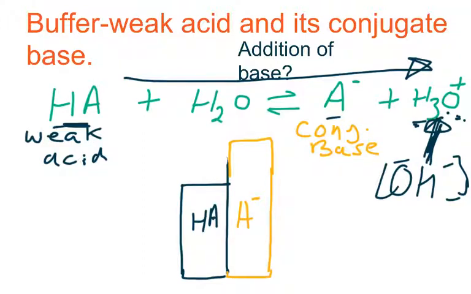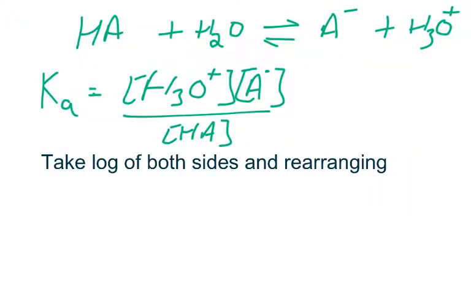So once again, the weak acid and its conjugate base are working together to relieve the stress of any addition of extra acid, H3O+, or any extra base, OH-. Okay, so let's wind down.